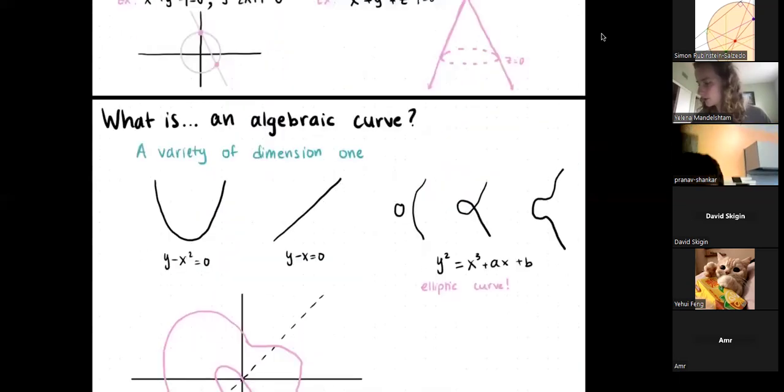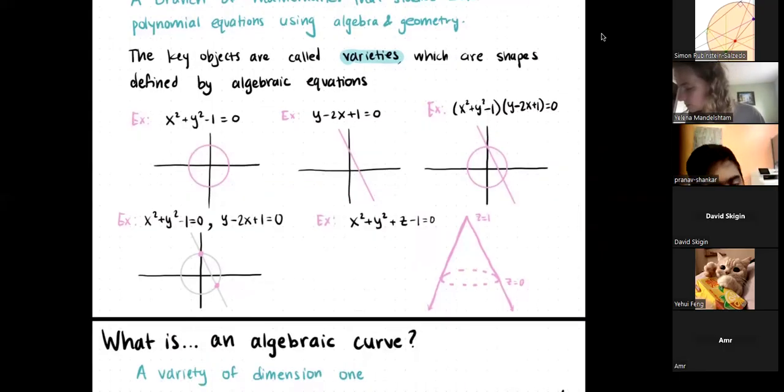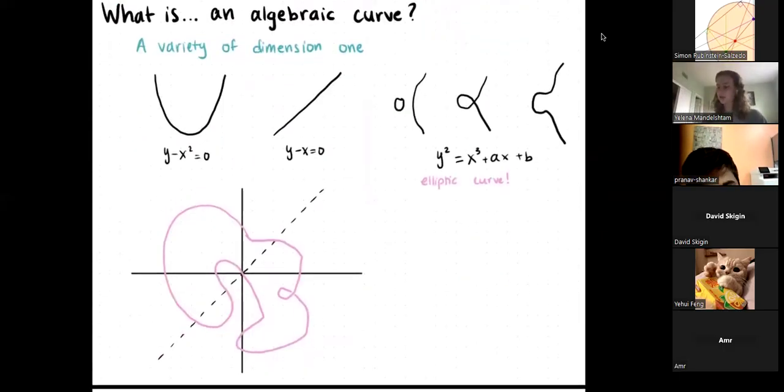So these three things right here are algebraic curves; the other two are not. It's a variety of dimension 1. Another example, not on the previous slide, would be a parabola given by y minus x squared equals 0. We can also write down y squared equals x cubed plus ax plus b, and depending on what a and b are equal to, this will look like one of these three things.